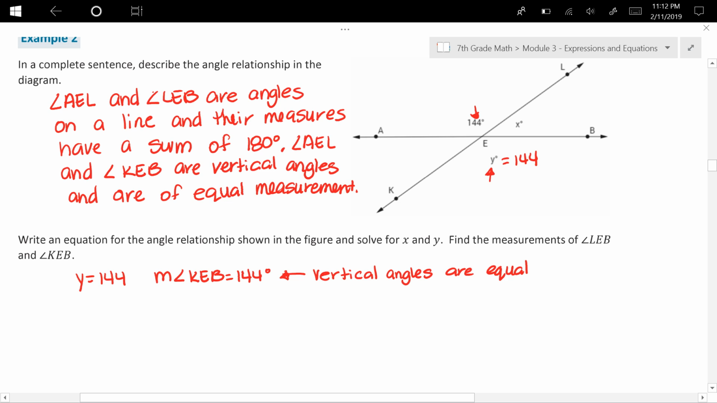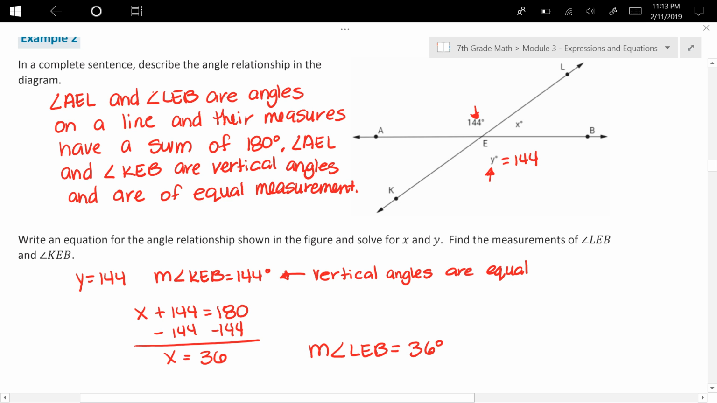Okay, so putting together our equation, we can do x plus 144 equals 180. So we can go ahead and solve this now. This one's a pretty quick one to do here. So I have x is equal to 36. So we can say that the measure of angle LEB is equal to 36 degrees. There we go.